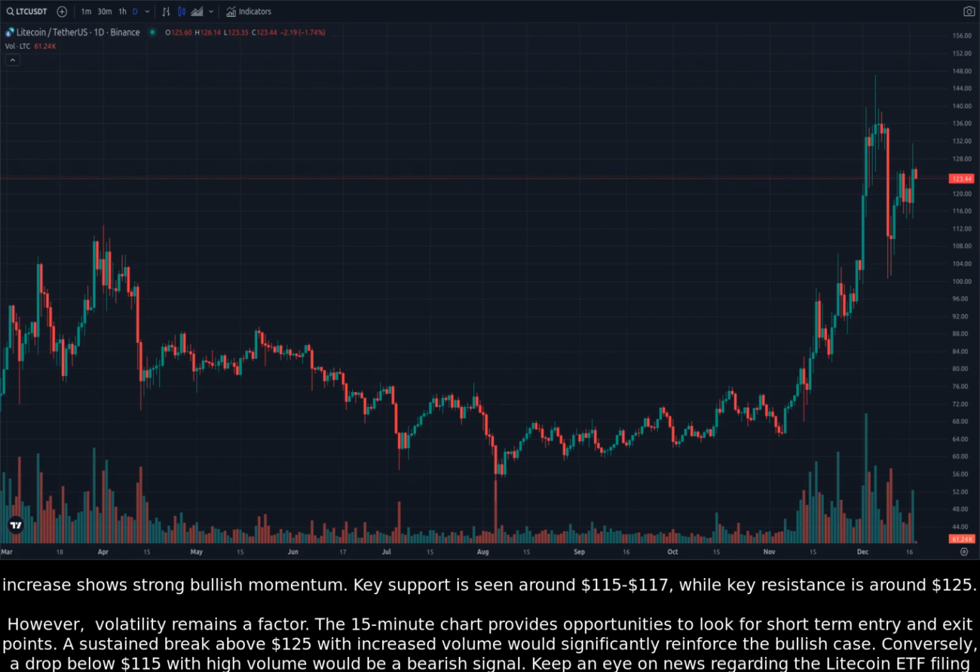A sustained break above $125 with increased volume would significantly reinforce the bullish case. Conversely, a drop below $115 with high volume would be a bearish signal. Keep an eye on news regarding the Litecoin ETF filing for more potential correlations.